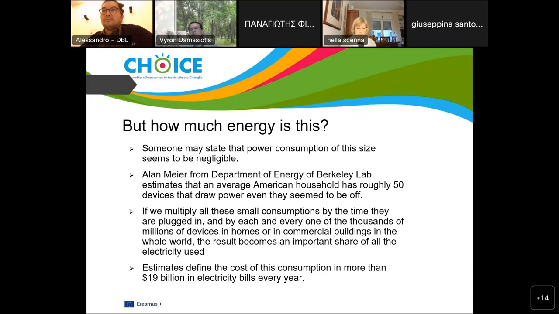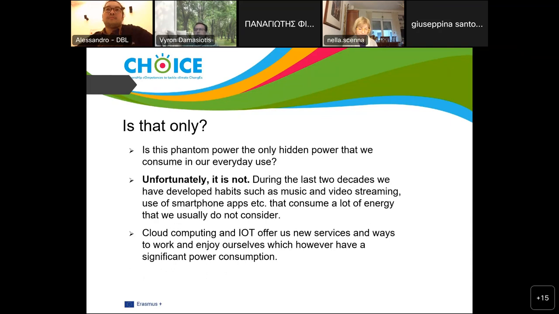So individually it is not too much, but if we add all this together, then we have a significant energy consumption. And the question is, is this phantom power the only hidden power consumed in our everyday use of IT devices? Well, unfortunately, it is not. During the last 2 decades, we have developed habits such as music and video streaming, use of smartphone apps, and others that consume a lot of energy that we usually do not consider, beyond the energy spent from the battery of our phones, for example. Cloud computing and Internet of Things offer us new services, new ways to work and enjoy ourselves, which, however, have a significant power consumption.